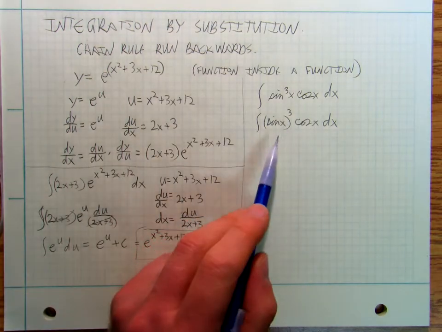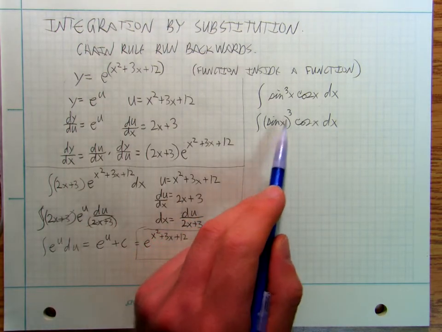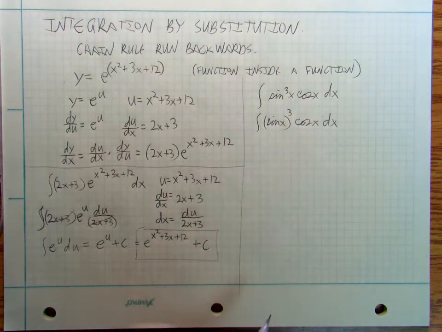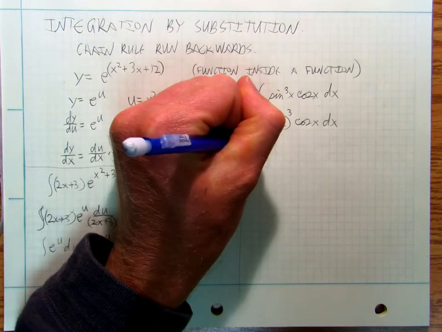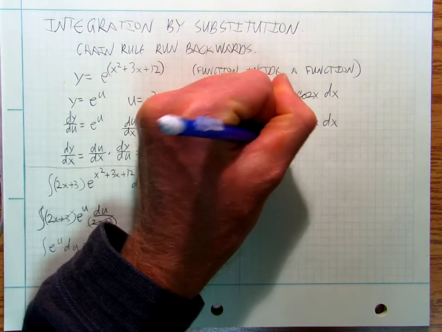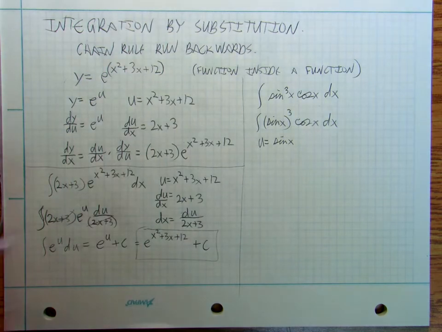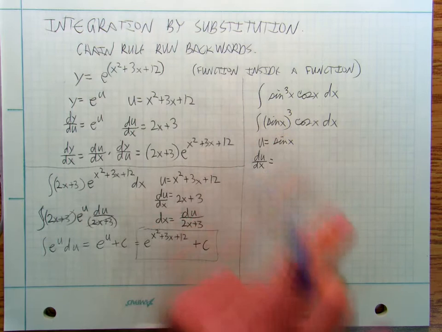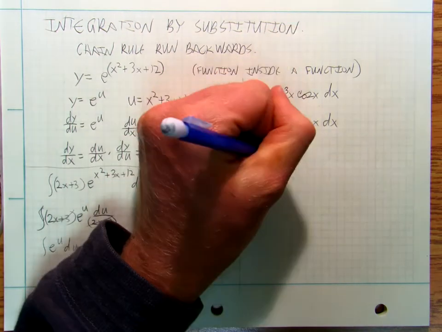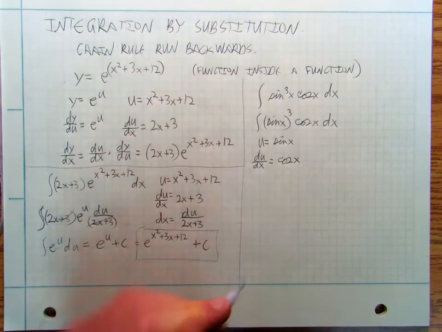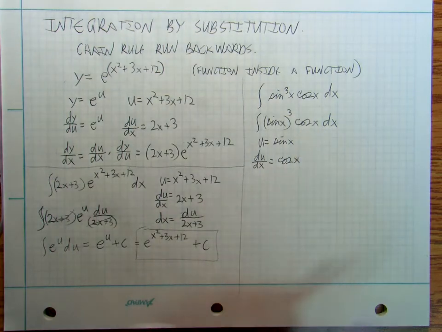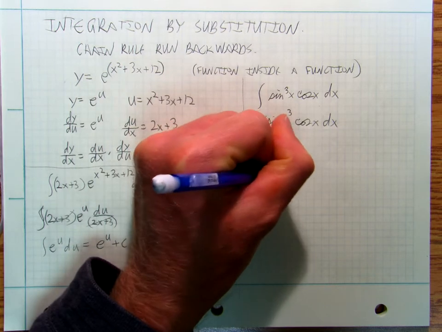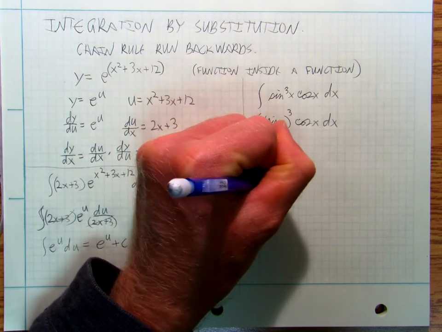This shows more clearly that this is my function inside of a function. So I'm going to say u equals sine x. That's my inside function. Then du dx is going to be equal to the derivative of sine x, which is conveniently enough cosine x, which you see right out there. And then I'm going to say dx is equal to du divided by cosine x.